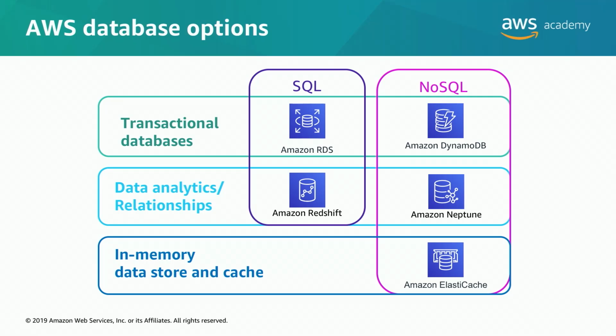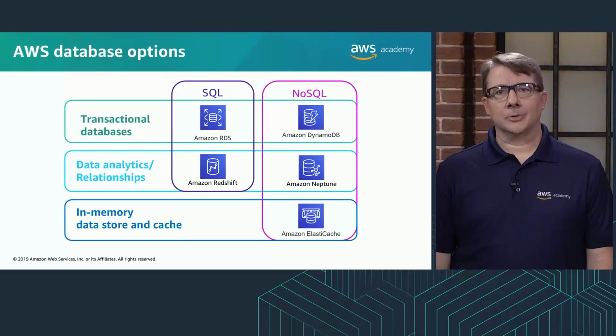Amazon ElastiCache is an in-memory data cache solution that supports the open-source Redis and Memcached engines. This module focuses on RDS and Aurora. Aurora is an AWS database engine. We will also review DynamoDB, which is one of the more common choices among the AWS NoSQL database offerings.